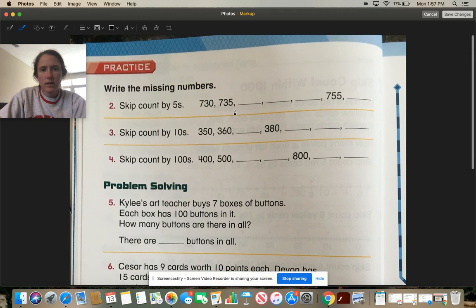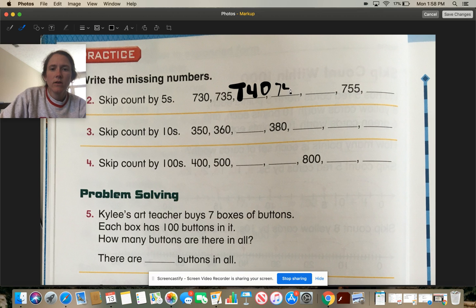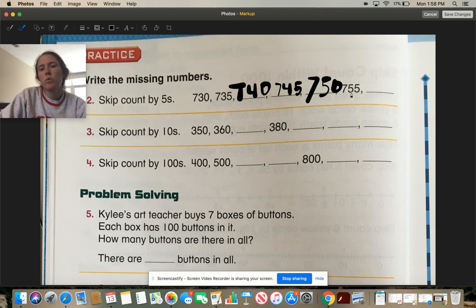Okay, so it says skip counting by fives. So we're starting at 730. And then we go to 735, and I'm going up by fives. So 735 plus 5 more would be 740. Up by 5 more, so 740 plus 5 would be 745. And then 745 plus 5 would be 750. And then plus 5 more would be 755, which they already have written. And then 755 plus 5 would be 760.